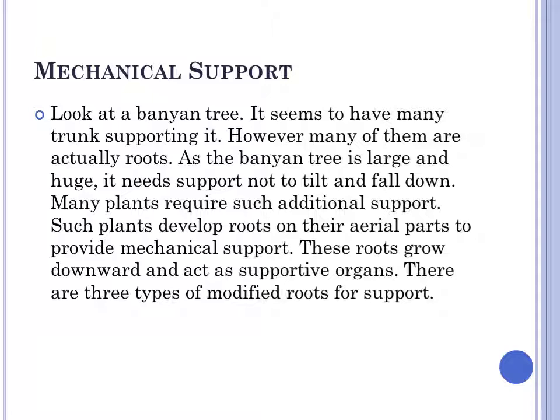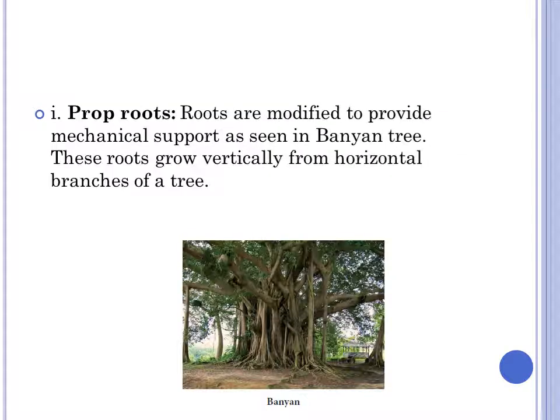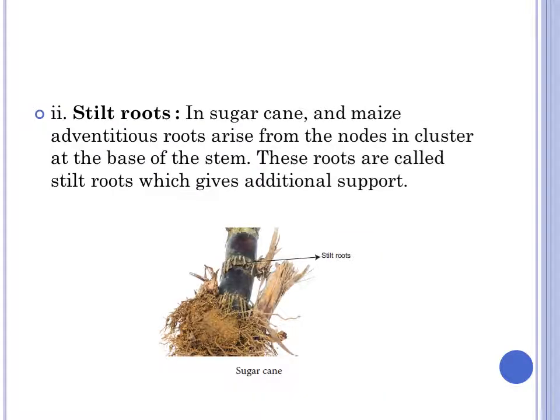There are 3 types of modified roots for support. Prop roots. Roots are modified to provide mechanical support as seen in banyan tree. These roots grow vertically from horizontal branches of a tree. Stilt roots. In sugarcane and maize, adventitious roots arise from the nodes in cluster at the base of the stem. These roots are called stilt roots, which give additional support.